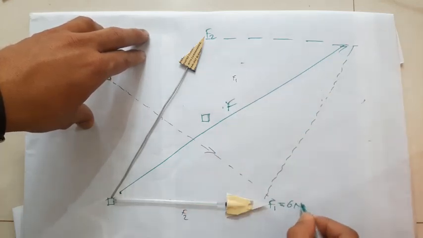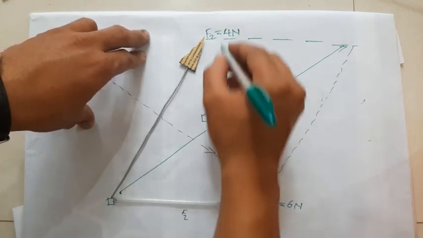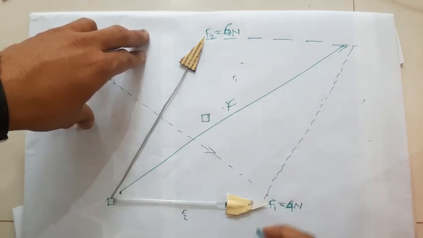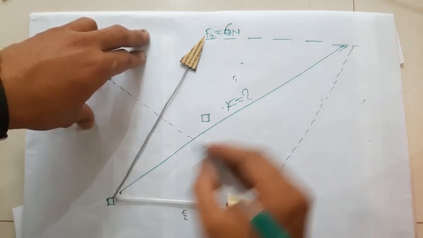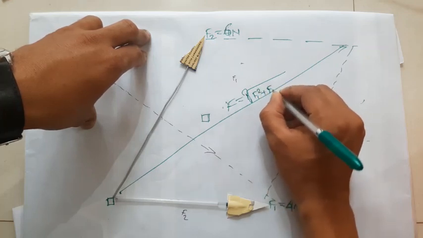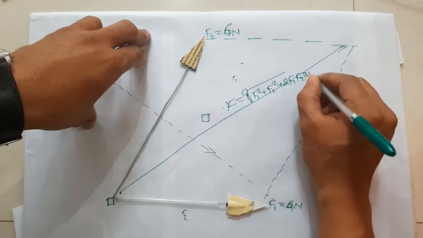Suppose this is 6 Newton and this is 4 Newton, make this one larger, so 6 Newton and this is 4 Newton. Then what is the total force acting on this object? That can be calculated by under root of F1 square plus F2 square plus 2 F1 F2 cos theta.